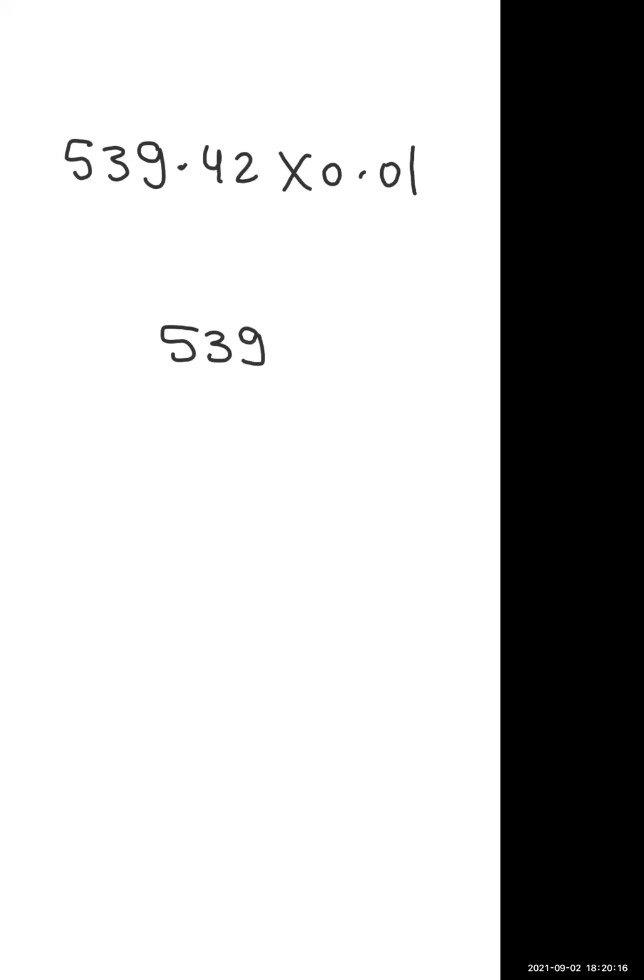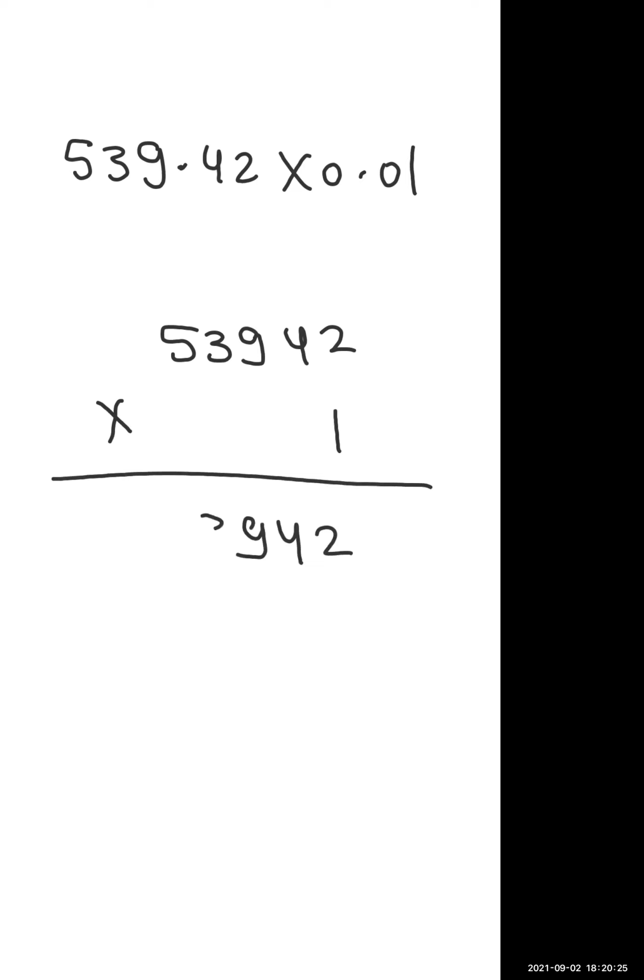One more example, guys. If there is another example like this one, 539.42 times 0.01. So as I said before, guys, we have to ignore the decimal points. So the two numbers are like this, 53942 times 1. So it will equal the same number, 53942.